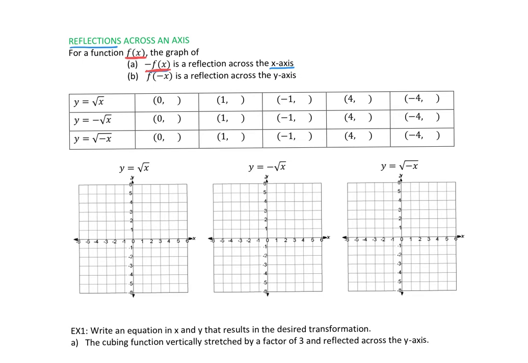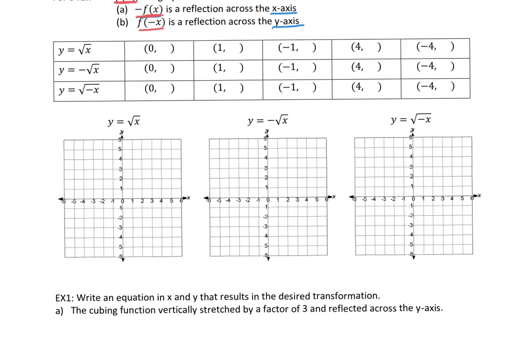Now let's say that we take our function and we replace f of x with f of negative x. So again, this should look like something we did with symmetry or with even and odd functions. When you replace x with negative x, you're changing your x value from negative to positive, positive to negative. So that would be a reflection across the y-axis. We'll look at specific examples.